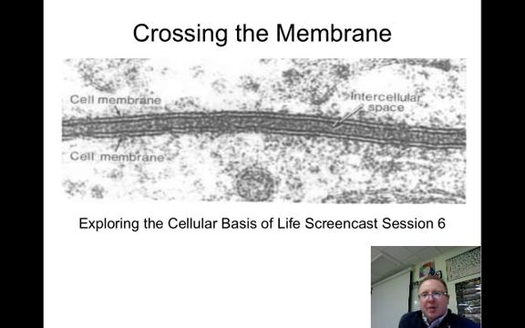Today I'll be talking to you about crossing the membrane. This is screencast session number 6 in our Exploring the Cellular Basis of Life unit. So far in this unit, we've learned about the history of cell biology with the development of cell theory, and we've learned about features common to all cells. We've learned about two major kinds of cells, prokaryotic and eukaryotic, and we've learned about the most common eukaryotic cellular structures and their functions, what they do.